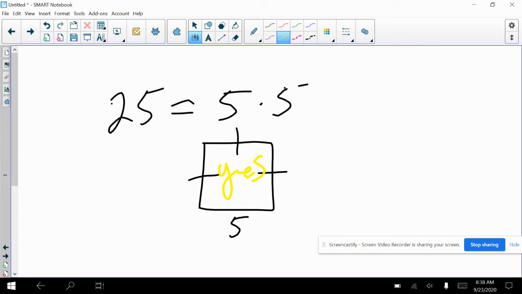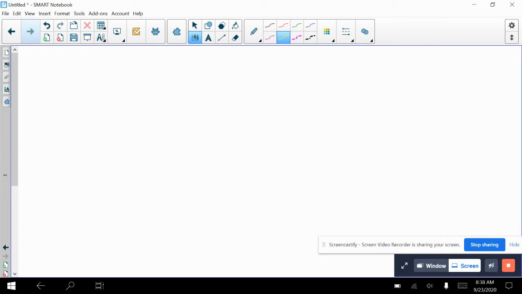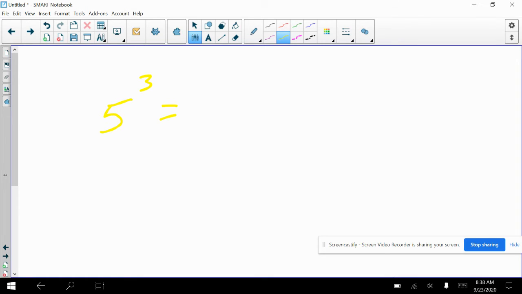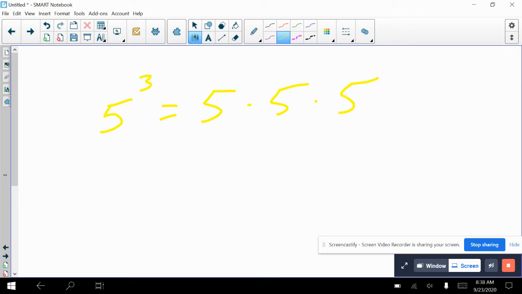Oh, actually, let's do that. I'm not sure that we did that good enough. Okay, so let's go the opposite way. If we have 5 to the third power, they want you to write that in expanded form. You get this, correct? You know what the mistake will be? You're going to do 5 times 3 and get 15. That's not right.